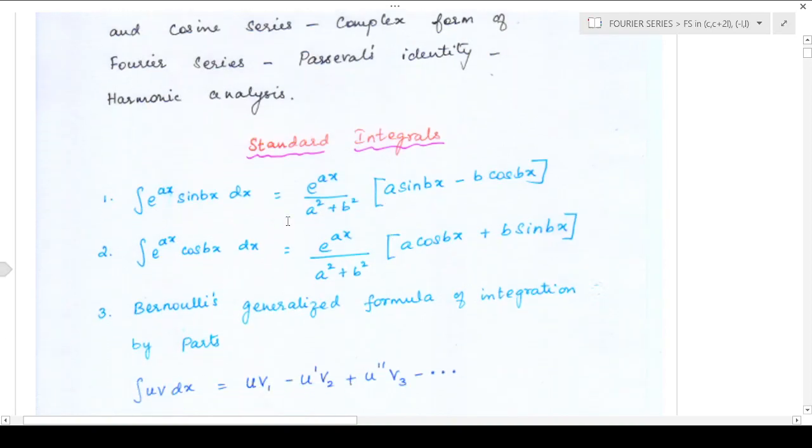Now, you have already come across these two integrals, right? Integral e power ax sin bx dx and integral e power ax cos bx dx. You have to remember these to do problems or express a function like e power ax as a Fourier series.